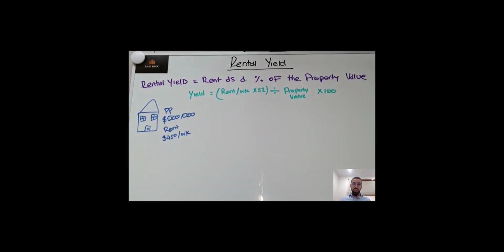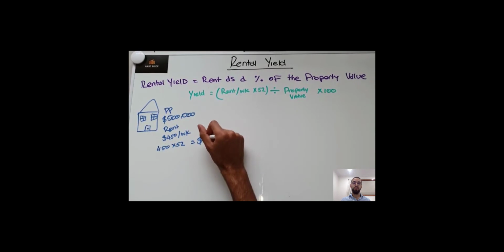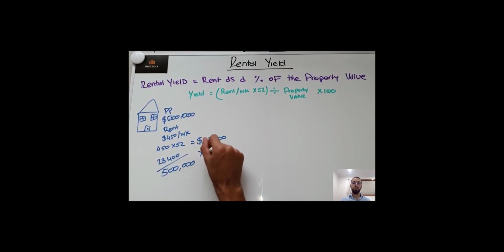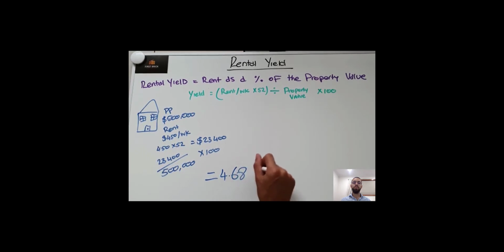Now what we do is we take our $450 and then we times that by 52, and that will give us our annual rent, which is $23,400. So you make $23,400 in rent, and then we divide our annual rent by the purchase price, which is $500,000, and then we'll times it by 100 to get a percentage, and that will give us a rental yield percentage of 4.68%.